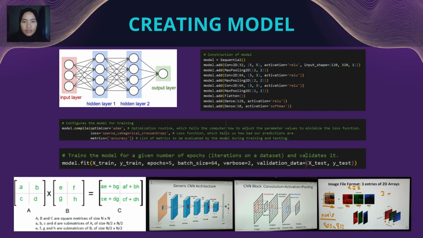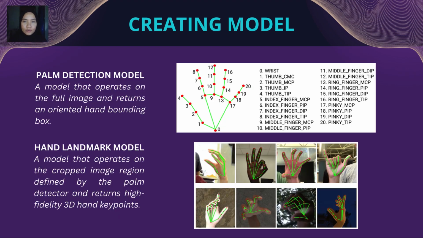The last one, the code. The two pictures just explain how the data is divided to go through the training process. As you can see, we have two models that we use in our hand recognition, which are the palm detection model and the hand landmark model. These two models are used to train the machine to detect our palm and our fingers.